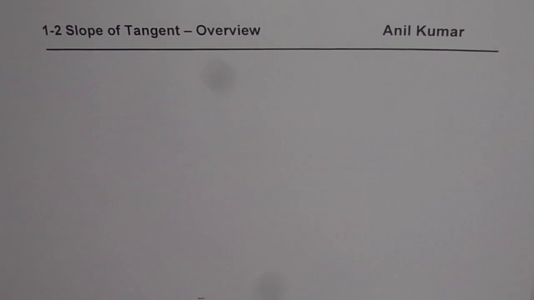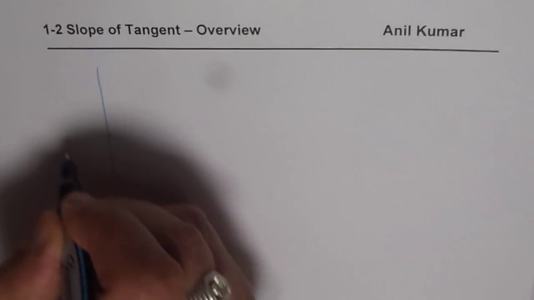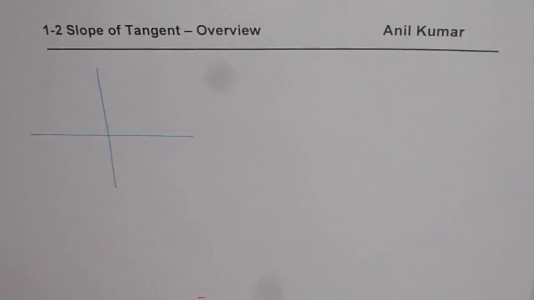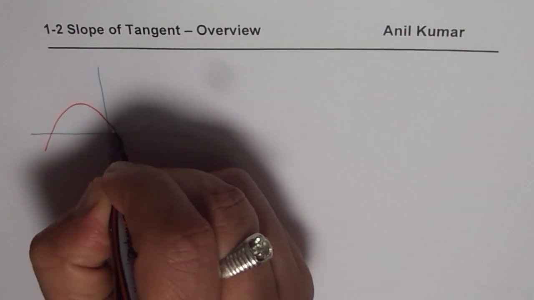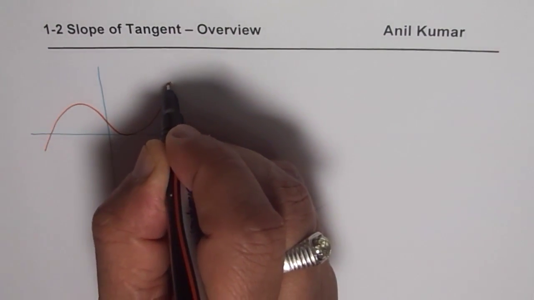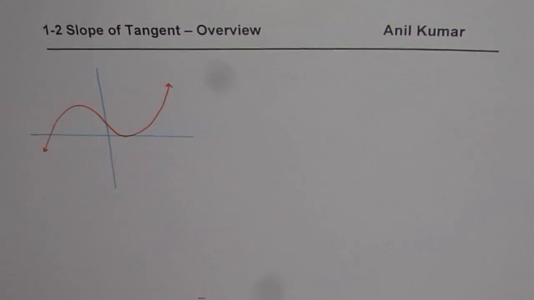I'm Anil Kumar, and in this video we will explore different techniques which were used in this chapter to find the slope of the tangent line. Basically, let's have a graph of a function here, and then we'll discuss different ways of finding the slope of the tangent. Let us say there's a function which looks kind of like this. It looks like a cubic function, and we want to find the slope of a tangent at a particular point.